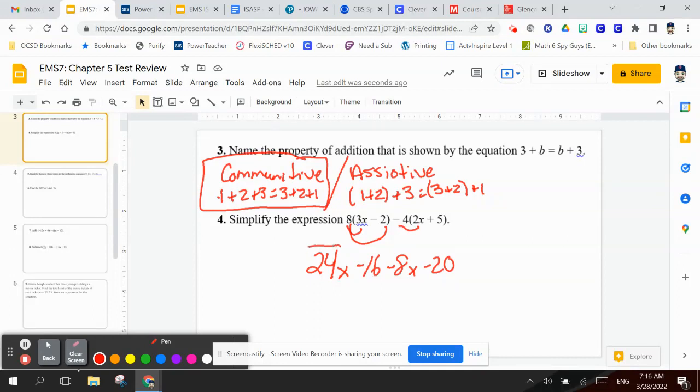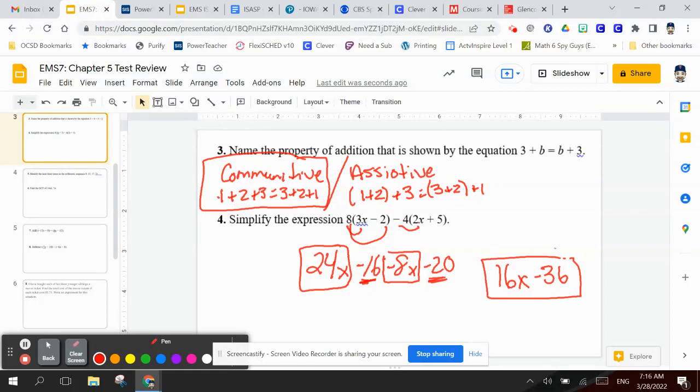So we're going to combine all of our variables with variables, all of our whole numbers with whole numbers. So if I have 24x's and I take 8x's away, that gives me 16x. If I have a -20 and I take away 20 more, that's a -36. And there's our expression in simplest form.